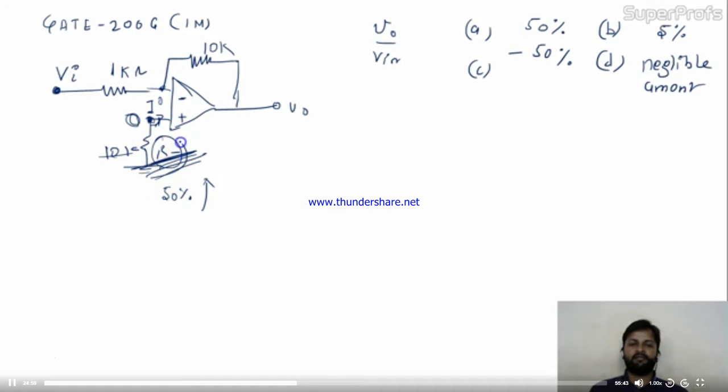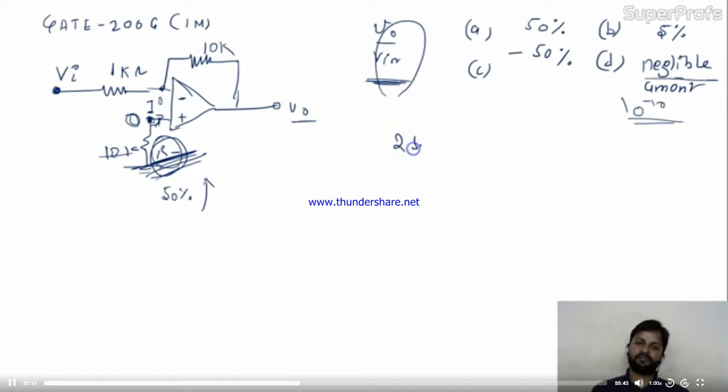Now at any value of R, if you calculate V0 by Vi, it will not change. It will not change ideally, but practically it will change by a negligible amount, like 10 to the power minus 10. So this is hardly a 2-second question if you know the concepts. Okay friends, I hope it's clear to you. Let's come to the next.